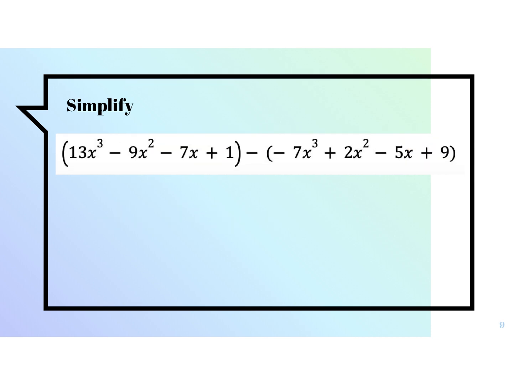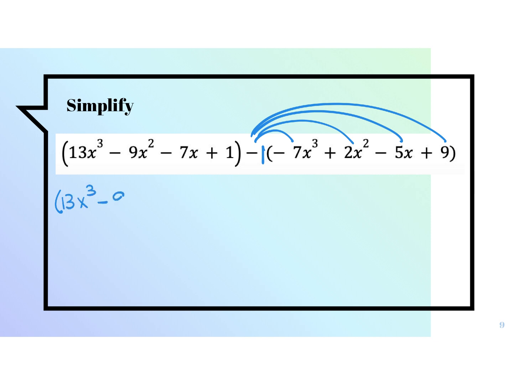Next example here, I am looking at a subtraction again. So remember, we need to distribute that negative 1 through to everything in the second parenthesis. So the first one's going to stay the same. And since we're distributing that negative 1 through, I'm now going to have a plus sign. And all it's really going to do is change my signs of everything in the second parenthesis.